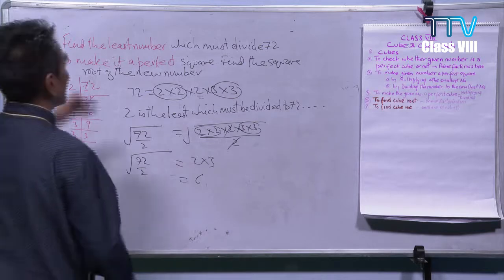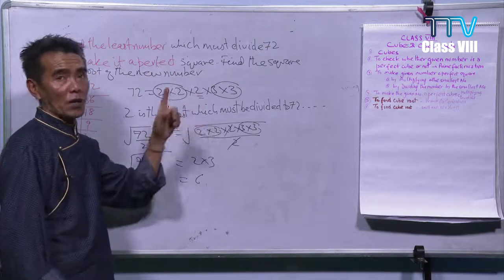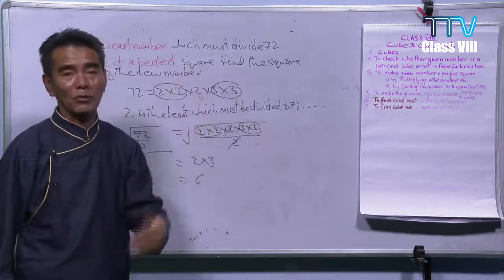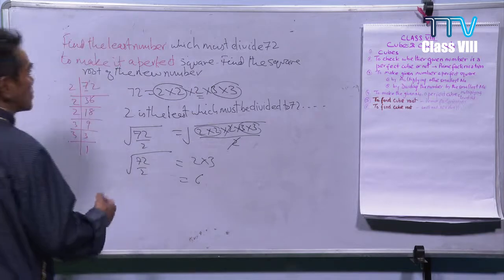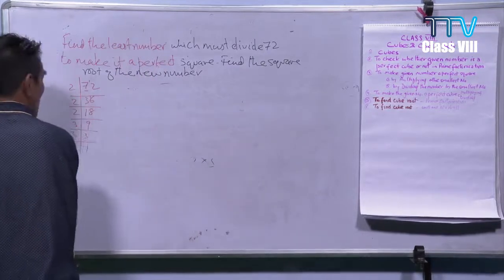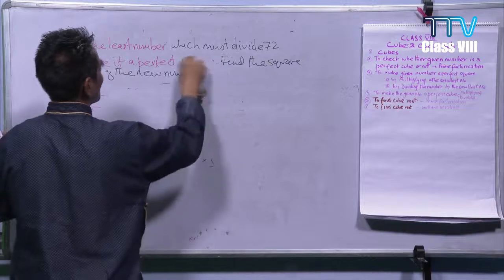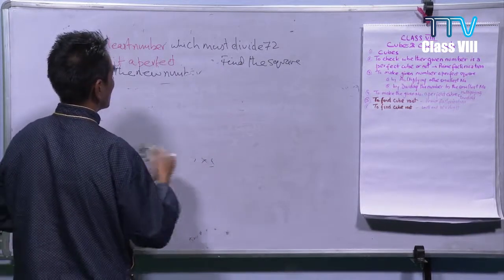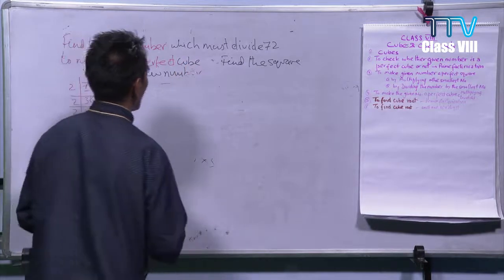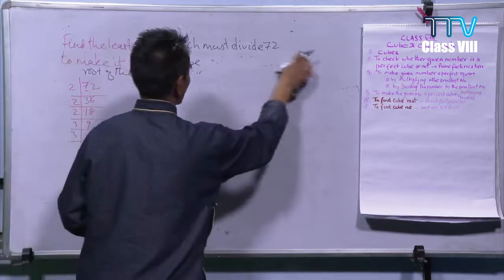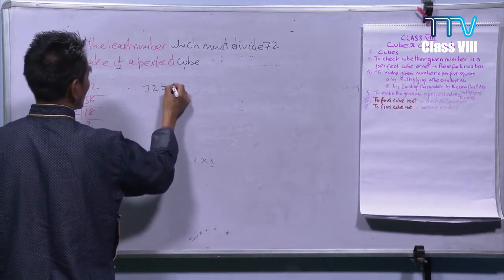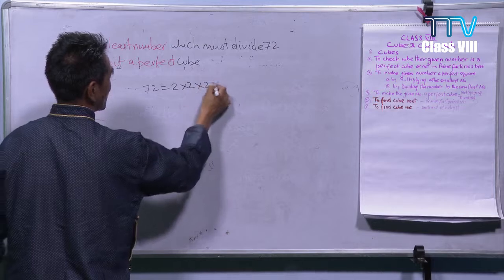Now the perfect cube division. Divide to get perfect cubes. Find the cube root and take it out. 72 is 2 multiplied by 2 multiplied by 2 multiplied by 3 multiplied by 3.